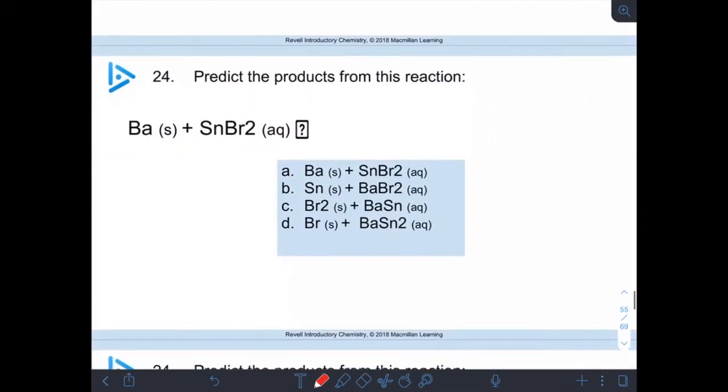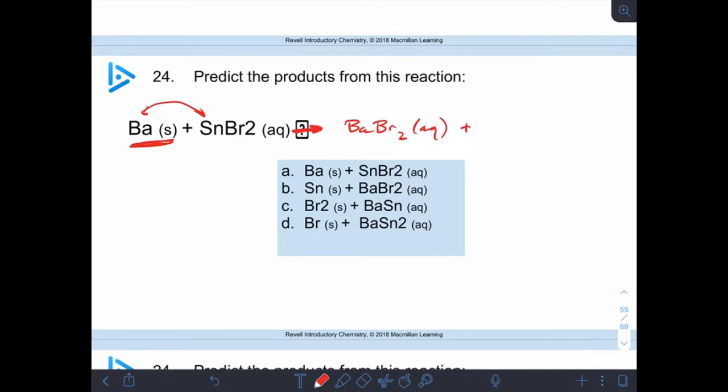All right, let's predict our products. Okay. So check it out. I've got one metal solid all by itself here. So if I do a single displacement there, see what we get. We take and put a barium 2 plus with a bromine 1 minus. So we get a barium bromide, BaBr2. And that's going to be aqueous.